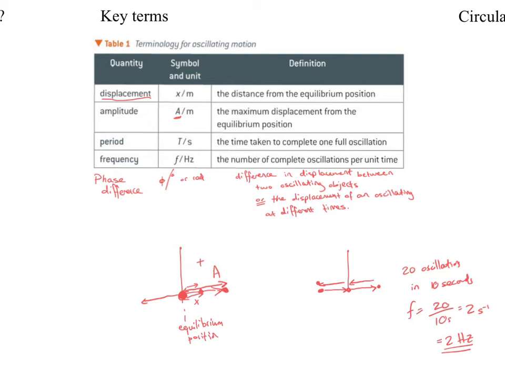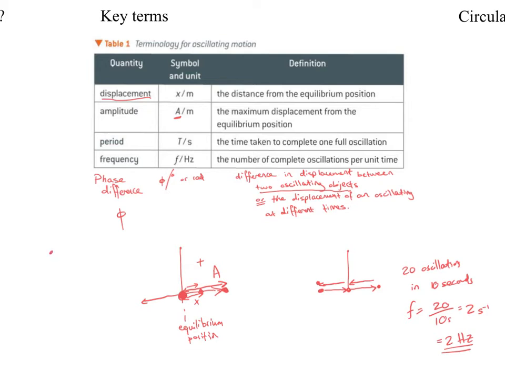And then the last thing I wanted to come across for now, before we go on to the next term, is the phase difference. It's usually shown by the Greek letter phi. It's measured either in degrees or radians, and it stands for the difference in displacement between two oscillating objects. We have seen phase difference in waves, and that was the difference in displacement between particles along the same wave, or particles along different waves.